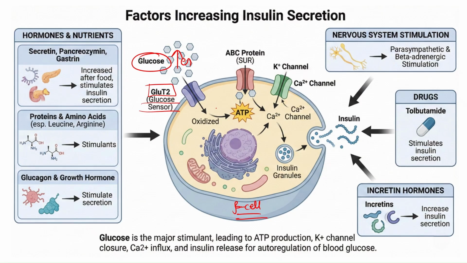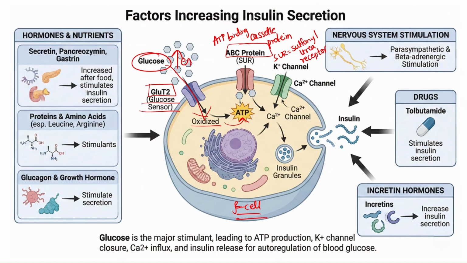Whenever the glucose level is increased, more and more glucose is taken up into the beta cells and oxidized, and ATP is generated. This ATP will stimulate an ATP binding cassette protein, called ABC protein, which is referred to as the sulfonylurea receptor. SUR is sulfonylurea receptor.